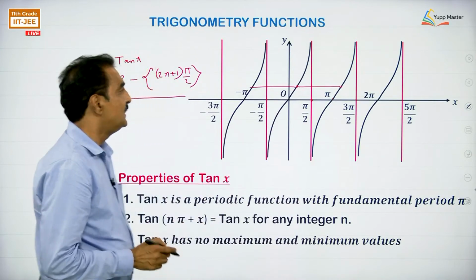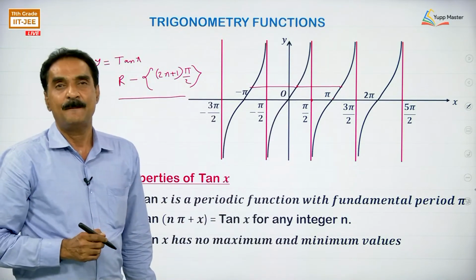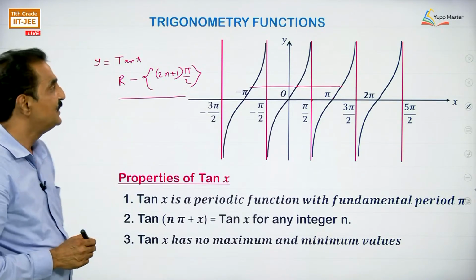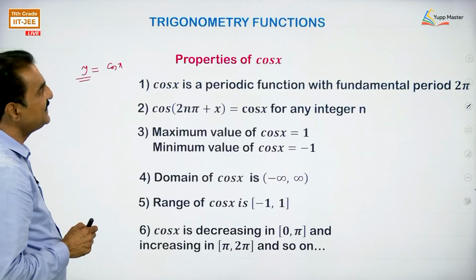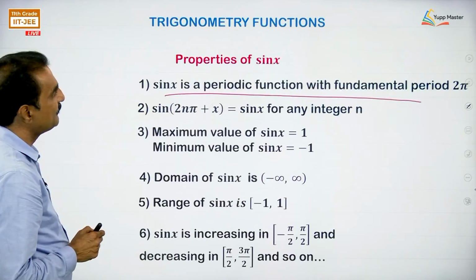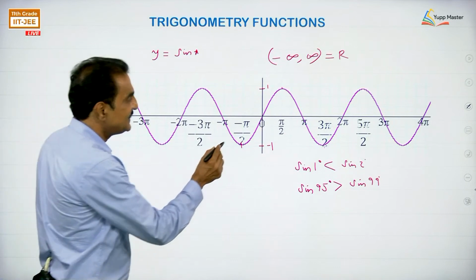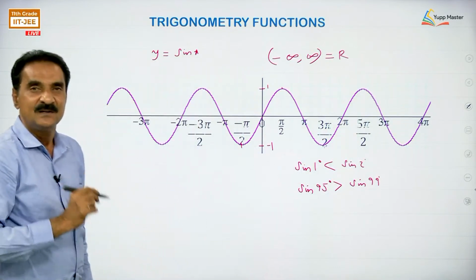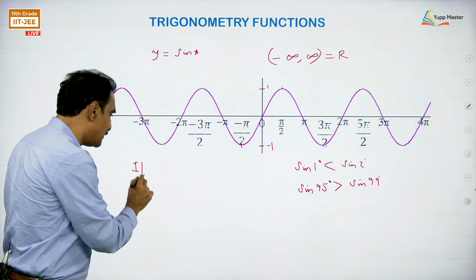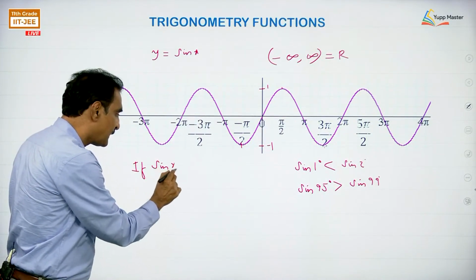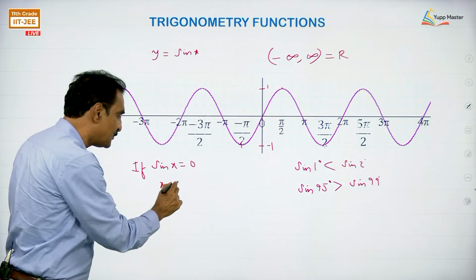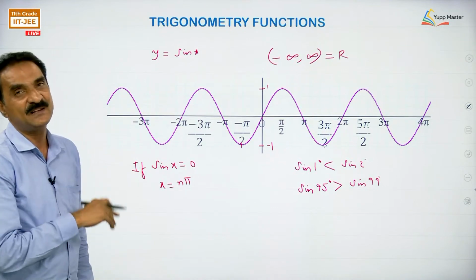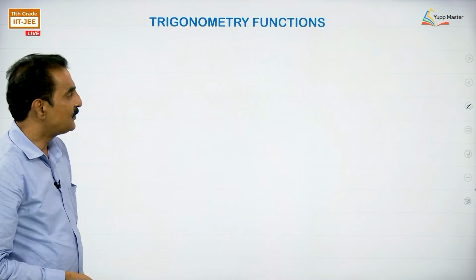Okay. And you need to remember the values of x where sin x is 0 and where cos x is 0. If you look at sin x, it is 0 at 0, pi, 2 pi, 3 pi and so on, from the graph. So if sin x is 0, x is equal to n pi, any integral multiple of pi. Or if x is equal to n pi, sin x is 0.